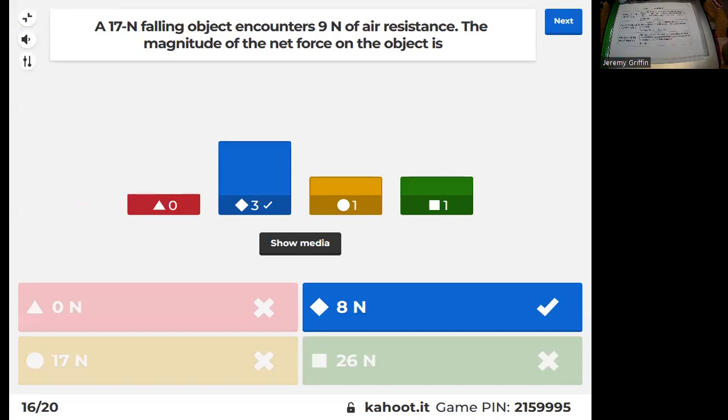All right, so 17 newtons is the weight of the object, 9 newtons of air drag. The difference is 8 newtons, right? 17 minus 9 is 8. All right. I've got a different question for you guys. What is the acceleration of the object at that moment?